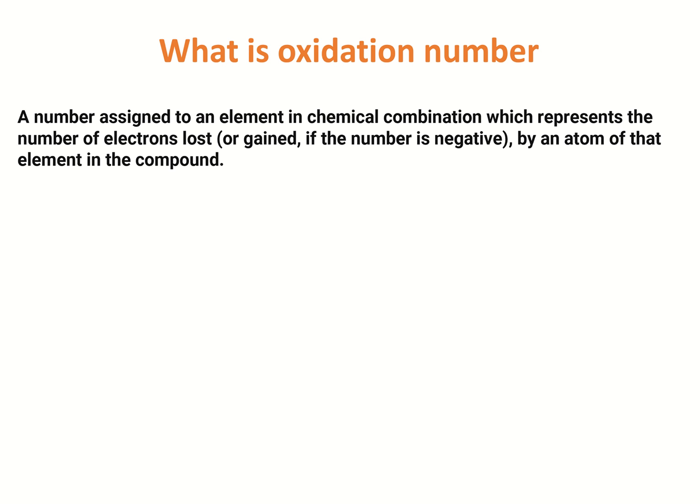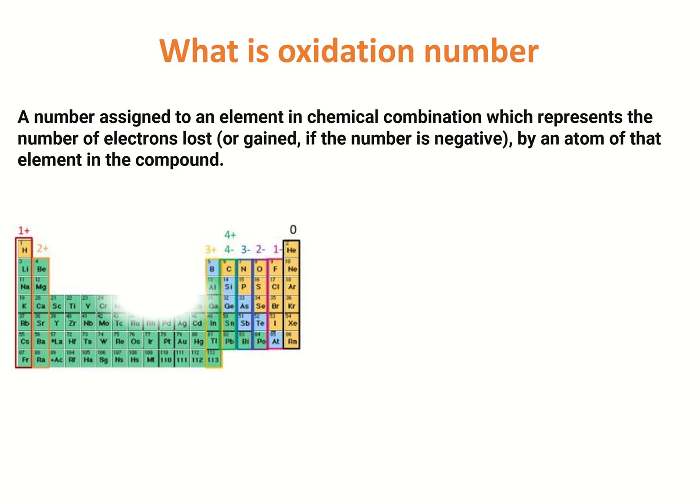A number assigned to an element in a chemical combination which represents the number of electrons lost or gained if the number is negative by an atom of the element in the compound. But I'm going to keep it very simple. I'm just going to talk about single elements for now. It does get more complicated, but that's for another video. So have a look at this table here. The way you calculate oxidation numbers, this is the simplest method.